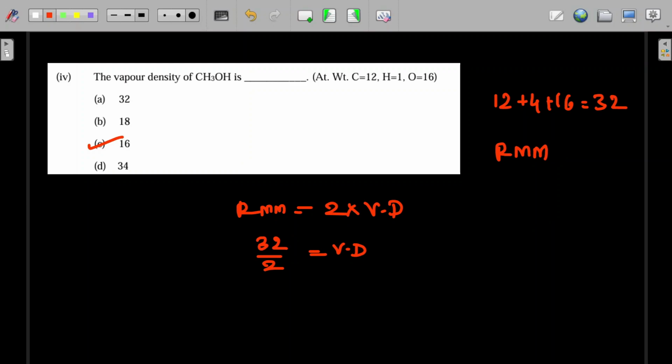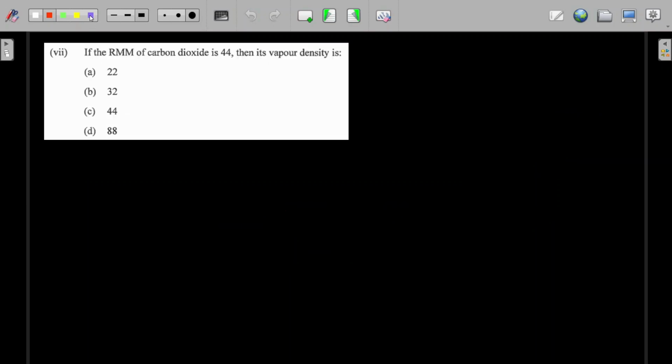Most of the time, only a 1 mark question will come on vapor density. Here you can see the relative molecular mass of carbon dioxide is 44. Then its vapor density is? Nisha, can you tell me the answer? It's 22. Yes, that's correct.